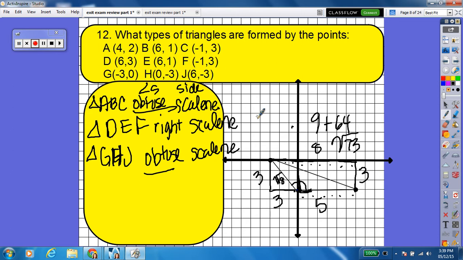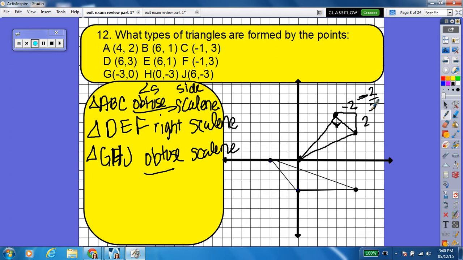Now the one thing we have to remember is that on the test you might quite possibly get a point that's here and a point that's here and then another point that's right here. And you might have to do a little math to determine if that's a right triangle or if it's acute or obtuse. So remember what you do is you find the slope of both. This has got a negative slope. It's going up 2, but it's going left 2. So that's a negative 2 over 2, which is a negative 1. It has a slope of negative 1.